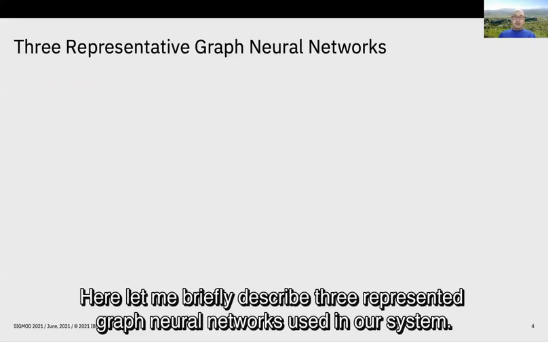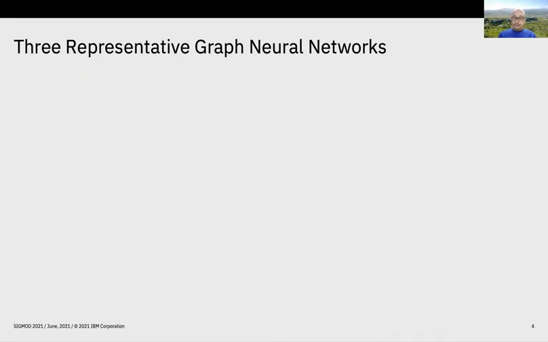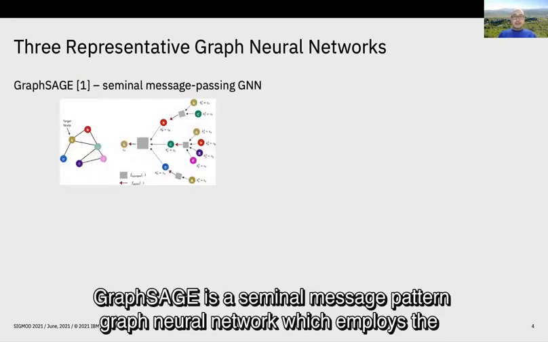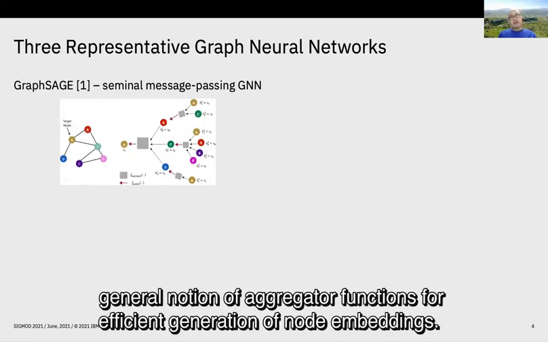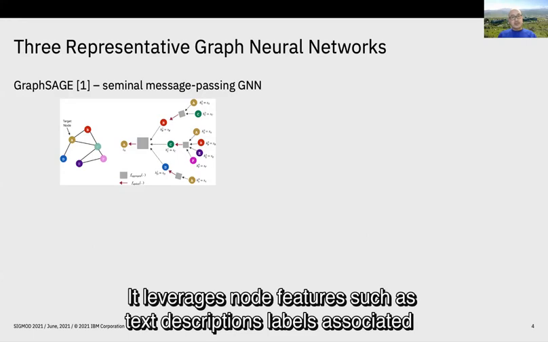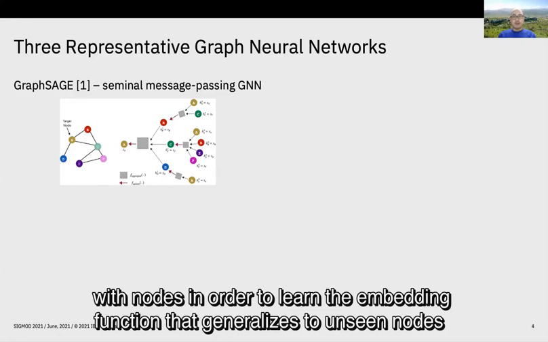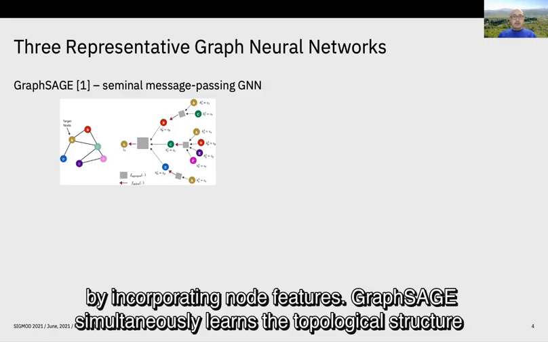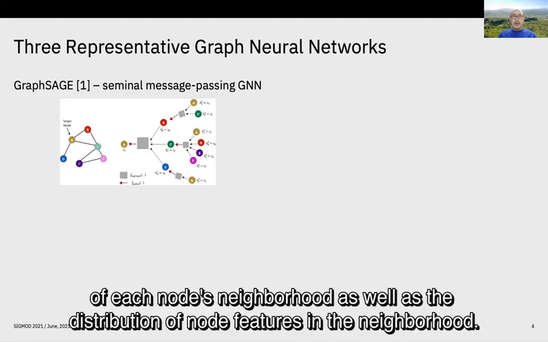Here, let me briefly describe three representative graph neural networks used in our system. GraphSage is a seminal message passing graph neural network which employs the general notion of aggregator functions for efficient generation of node embeddings. It leverages node features such as text descriptions and labels associated with nodes in order to learn the embedding function that generalizes to unseen nodes. By incorporating node features, GraphSage simultaneously learns the topological structure of each node's neighborhood, as well as the distribution of node features in the neighborhood.